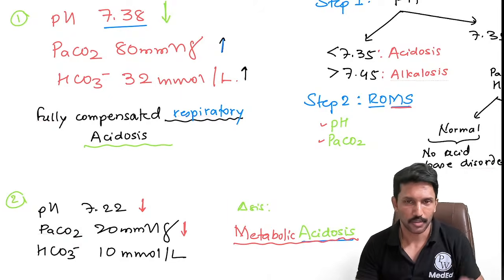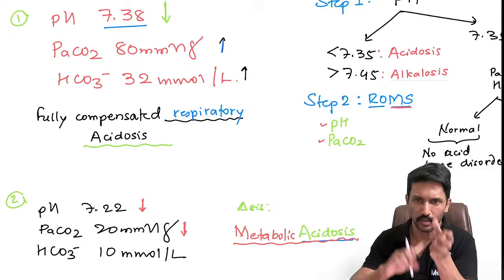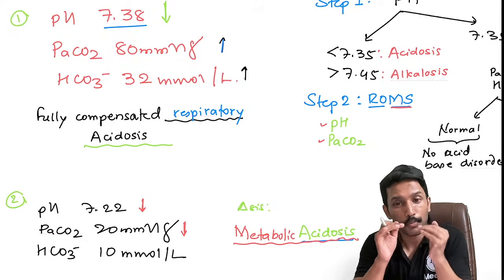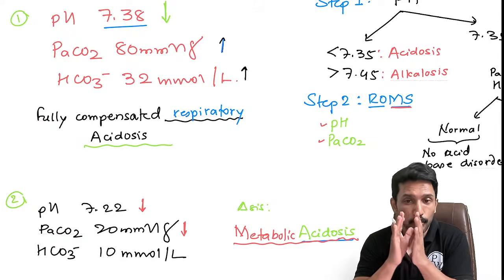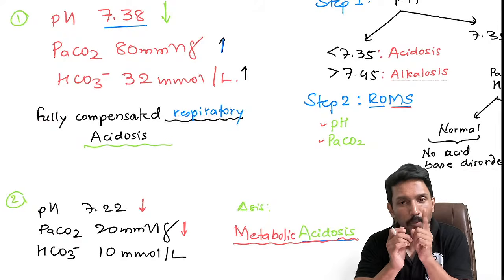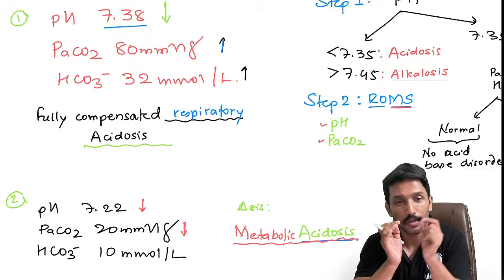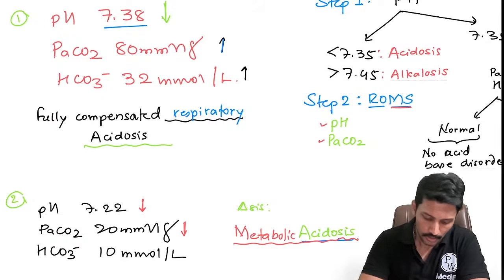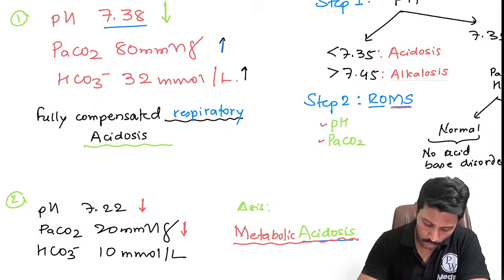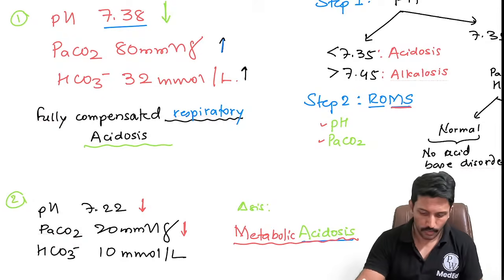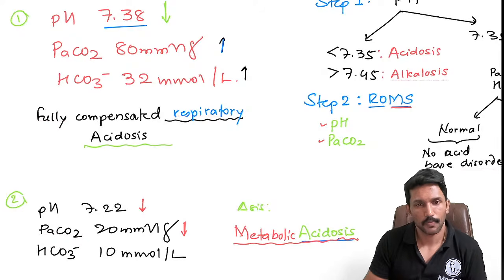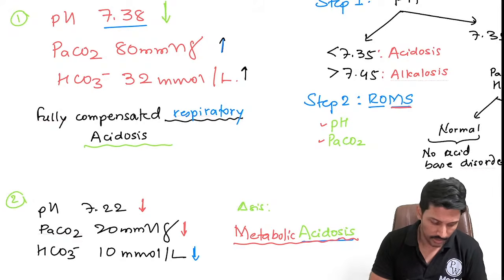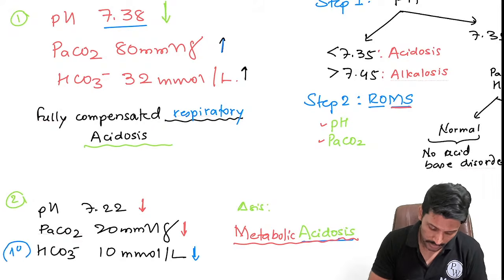Once you come to this conclusion that it is metabolic or respiratory acidosis or alkalosis, using this algorithm, you have to figure out what is the primary abnormality. In metabolic, the primary is bicarbonate. In respiratory, the primary abnormality is carbon dioxide. That is logical, right? So in the second example, what's the primary abnormality then? Metabolic. So the primary abnormality is low bicarbonate. Decreased bicarbonate is the primary abnormality.